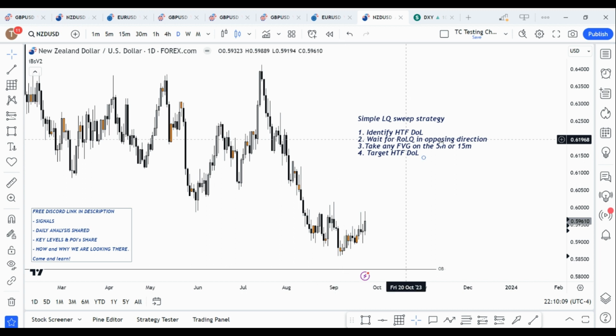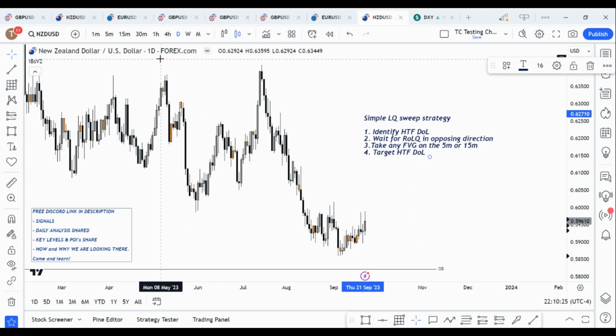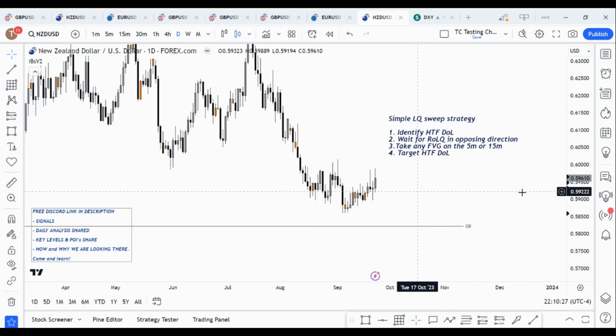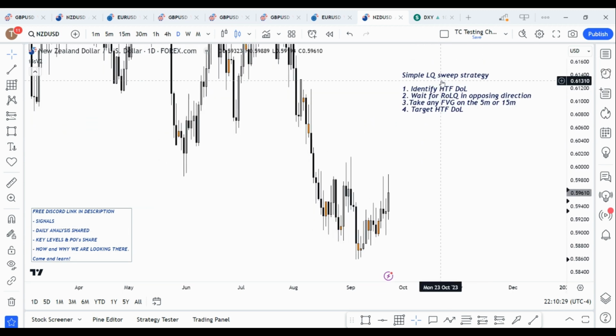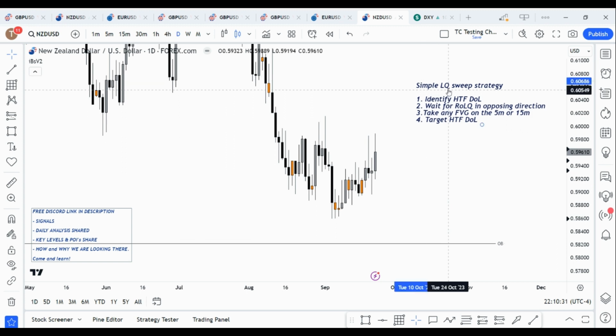We're going to want to wait for a run on liquidity in the opposing direction. Take any fair value gap on the 5M or 15M, and we're going to target the higher time frame direction. So, here on the daily time frame, this is the New Zealand dollar and US dollar.